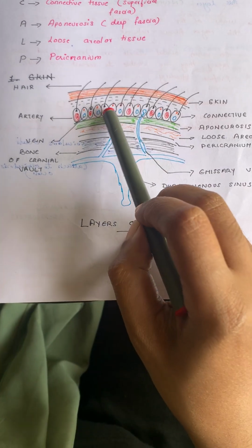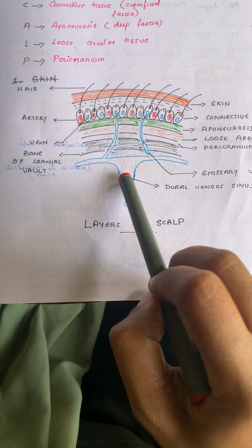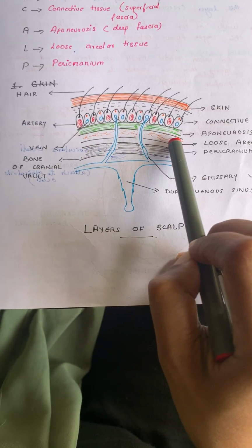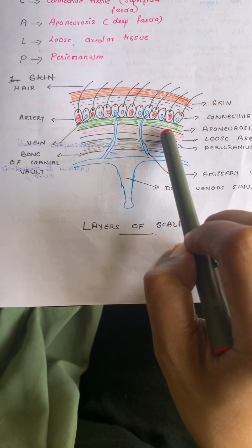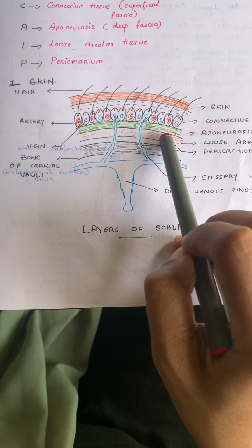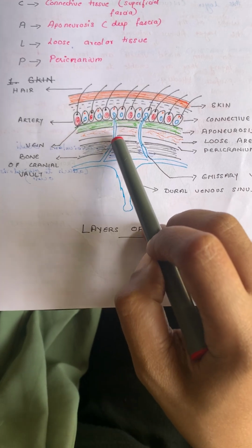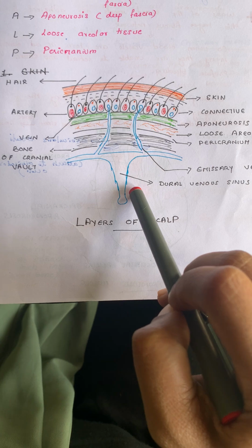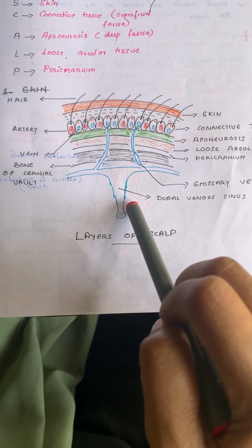It connects the second layer to the intracranial dural venous sinuses, and this layer is called the dangerous area of the scalp because it can cause the spread of infection via the emissary vein into the dural venous sinuses, causing meningitis, which leads to thrombus.